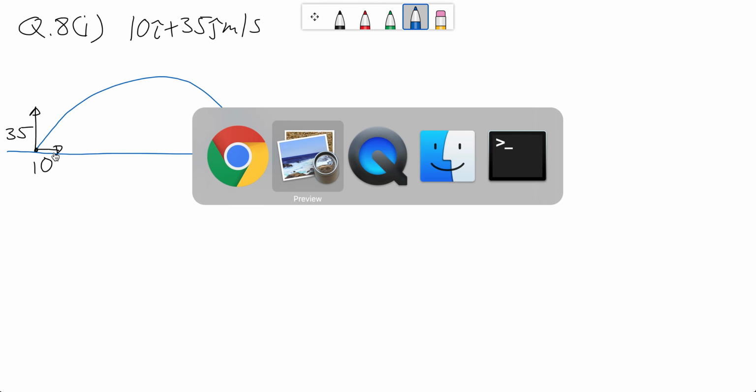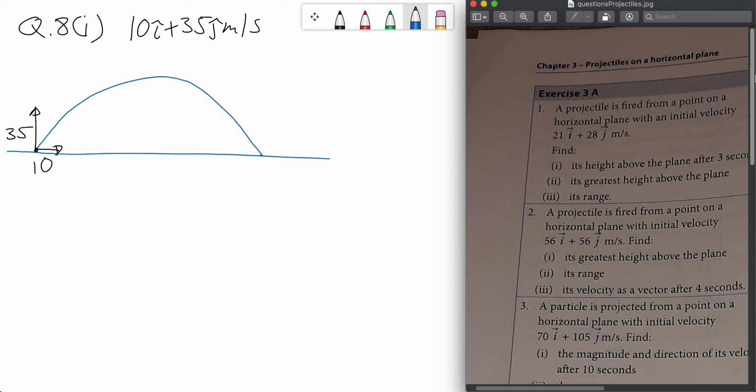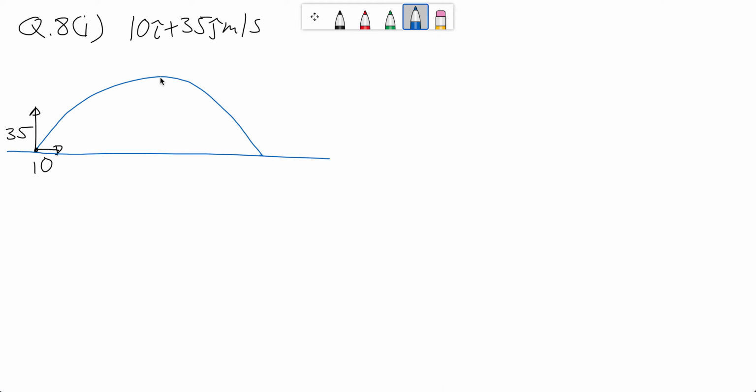Now they're asking for times at which certain things happen. So I need to find the rest of this question. So they want the time that these 4 things here happen. So in part 1, it reaches its maximum height above the plane. So what time does it reach its maximum height above the plane? So its maximum height here is reached here. That's the time to get halfway. And that's what we're looking for.